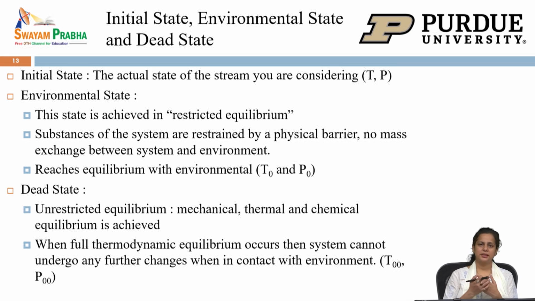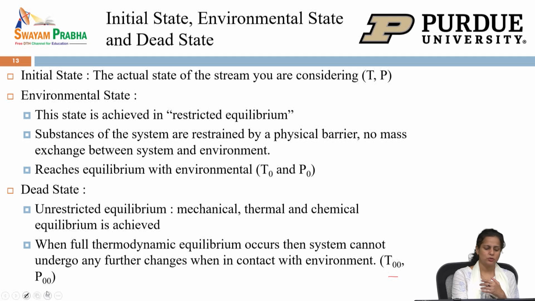The last state is the dead state. Dead state is where we are making the system in an unrestricted equilibrium, where you achieve mechanical, thermal and chemical equilibrium all together. So here you have a full thermodynamic equilibrium between the system and the environment, and then your system cannot undergo any further changes when it is in contact with the environment, and that state we call as T00 and P00.